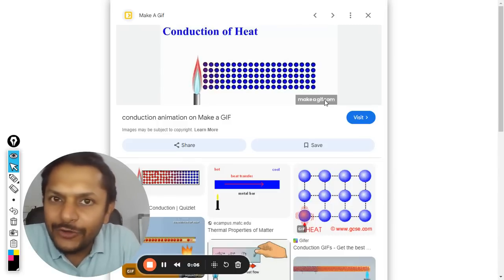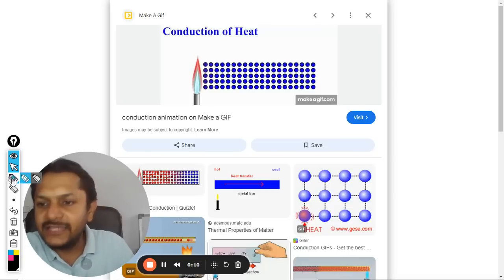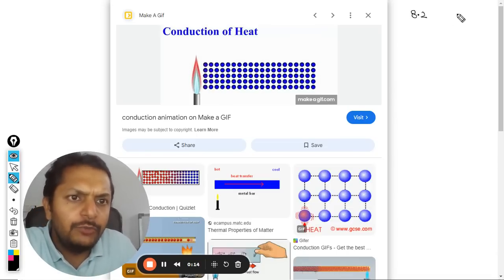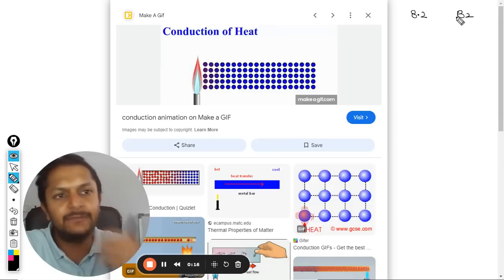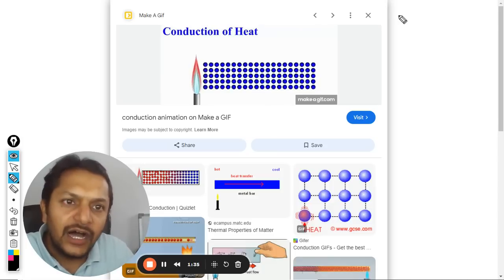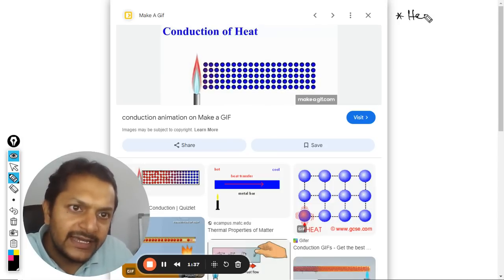In this video, we are going to talk about different modes of heat transfer. And this topic, from the old syllabus point of view, it was 8.2. From the new syllabus point of view, it is named as B2. Okay, so let us first understand what is heat transfer.